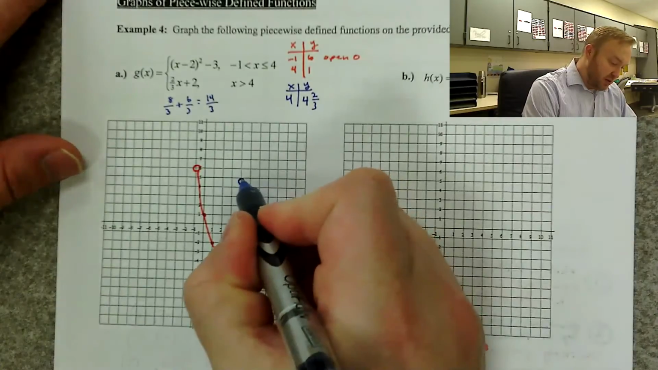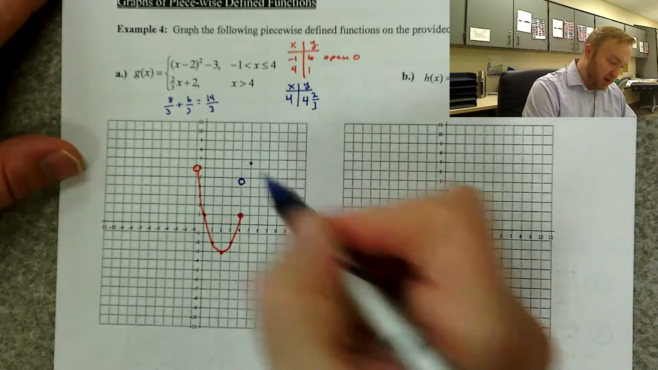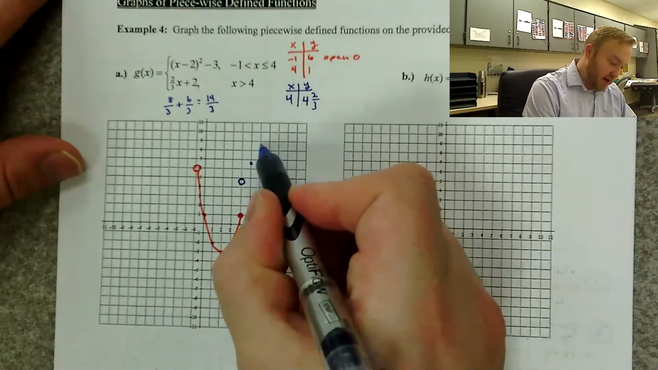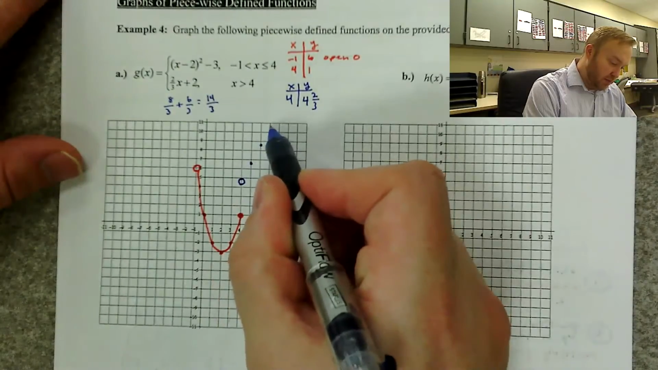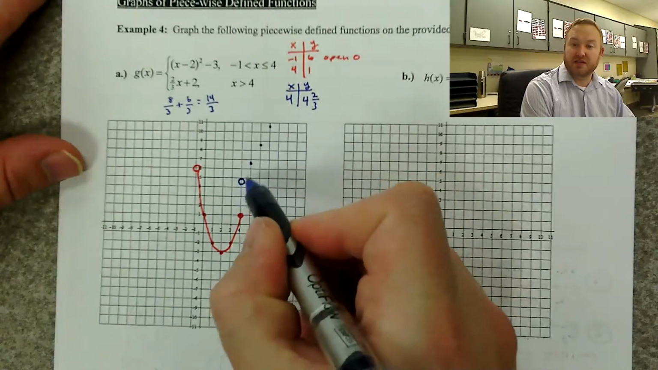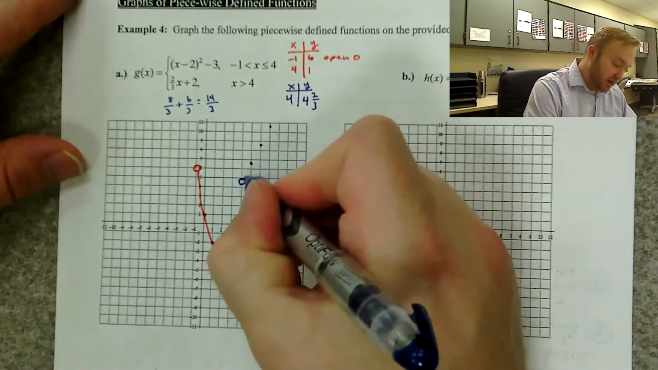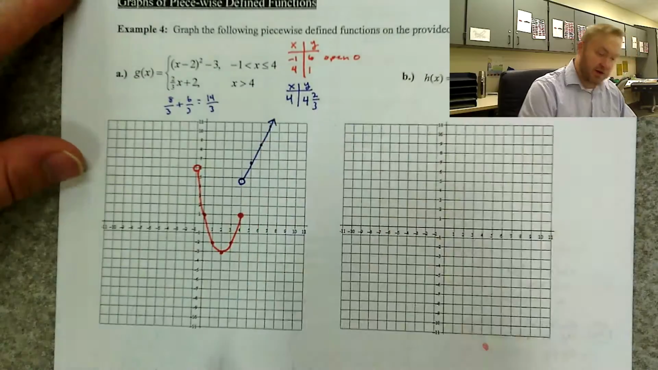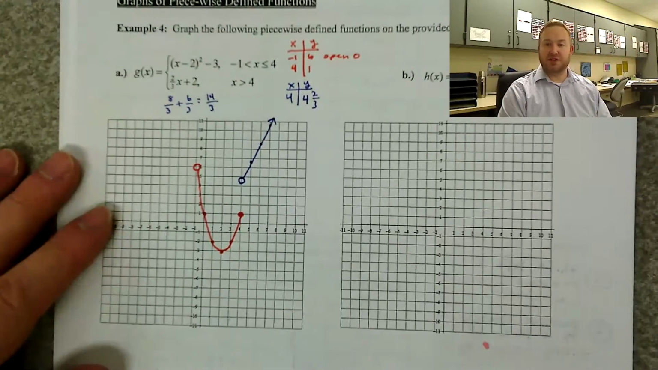So I could start at this point and go up 2, right 1, point, up 2, right 1, point, up 2, right 1, point. You'll notice that my points are 2/3 of the way up because this was 4 2/3. Draw your line, you got your graph, that's all there is to it.